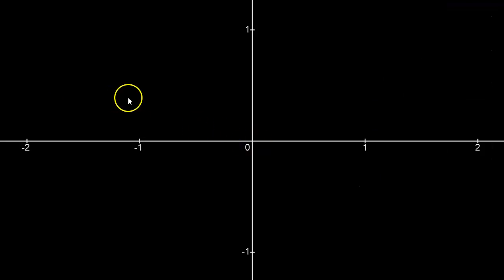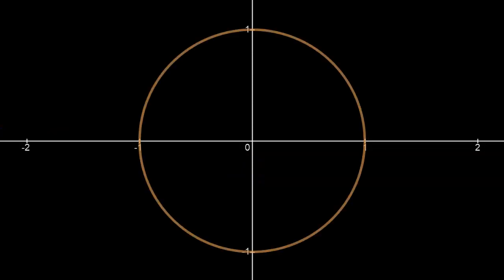And you can tell by the axis numbers that we're sticking pretty close to the origin. The unit circle isn't something that is actually very big. And here it is. The unit circle is a circle with center at the origin and a radius of 1.